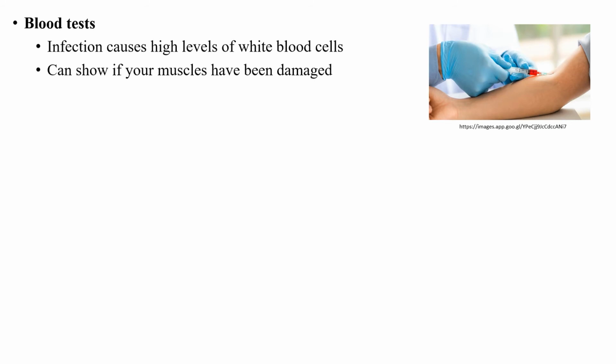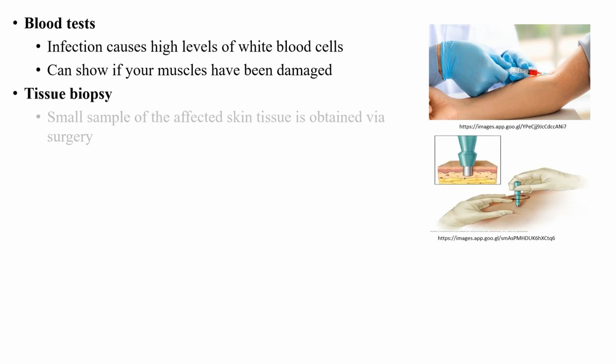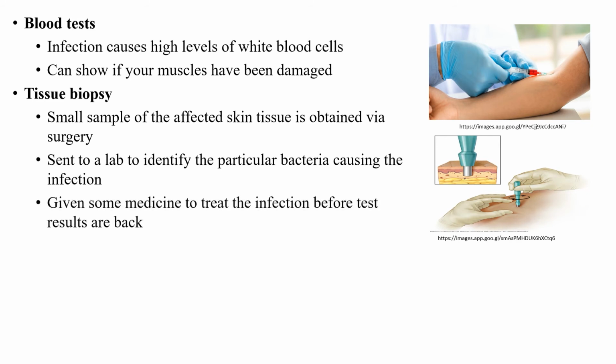Blood tests. Infection causes high levels of white blood cells and it can show if your muscles have been damaged. Tissue biopsy. A small sample of the affected skin tissue is obtained via surgery for examination. The tissue is sent to the lab to identify the particular bacteria that's causing the infection. You'll be given some medicine to treat the infection before test results are back.